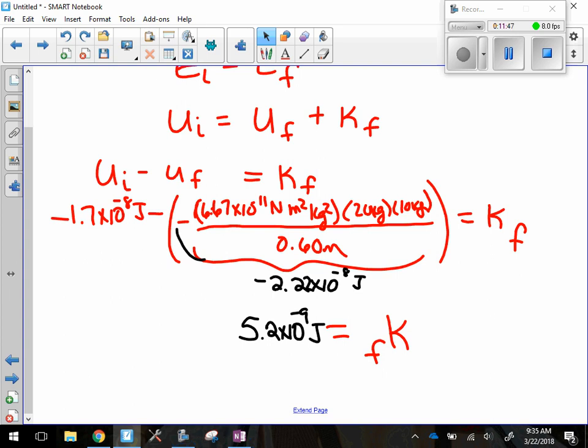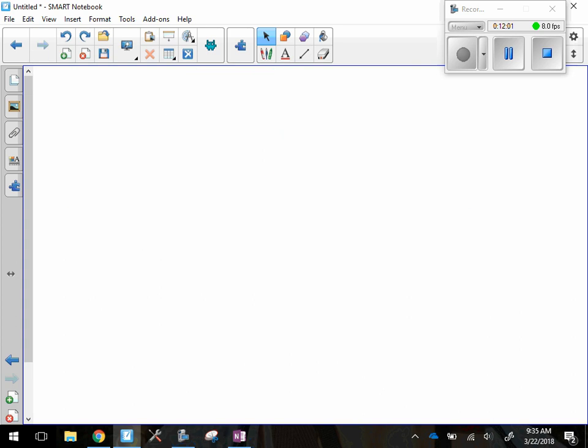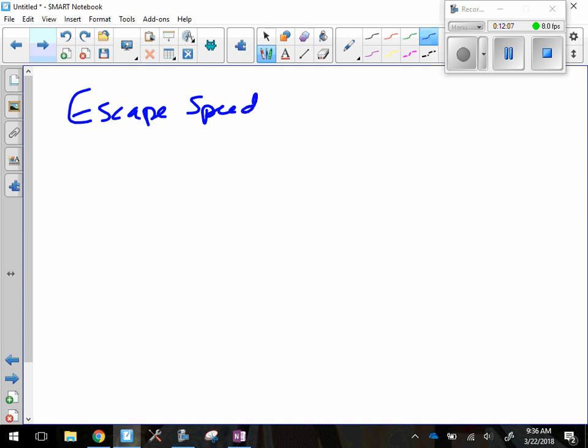But the whole thing is that I really want it to be able to leave the Earth. Okay, I want to give it enough kinetic energy that it goes high enough that it's not affected by the gravitational pull of the Earth anymore. Well, kind of. And so what we're trying to calculate here is escape speed. Okay, but we got to remember a couple things.